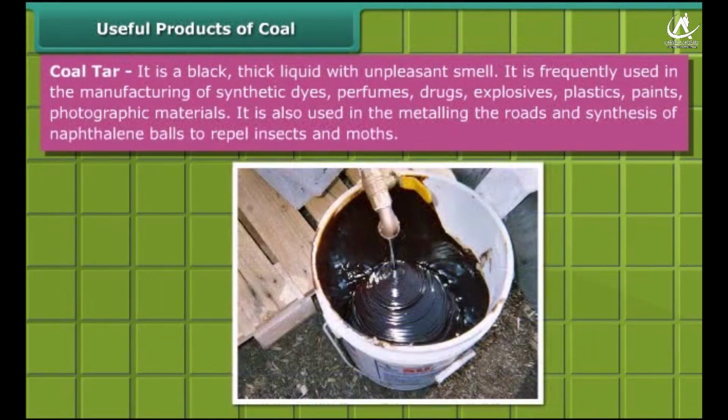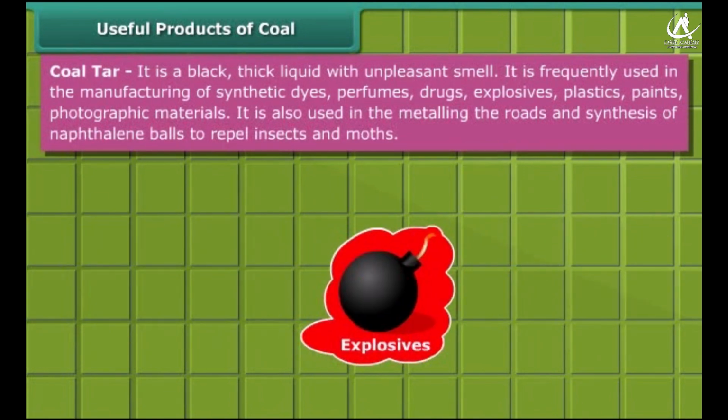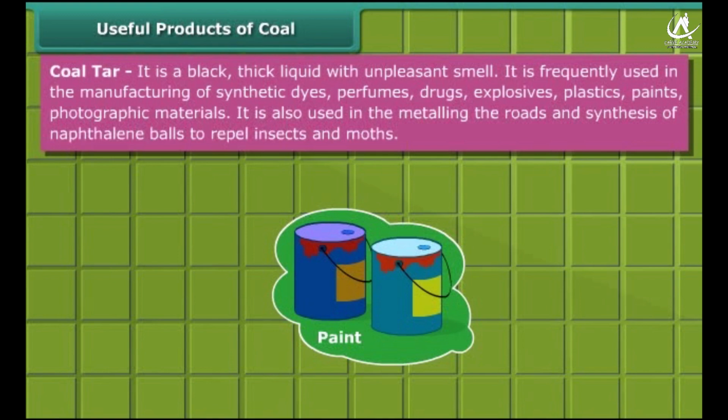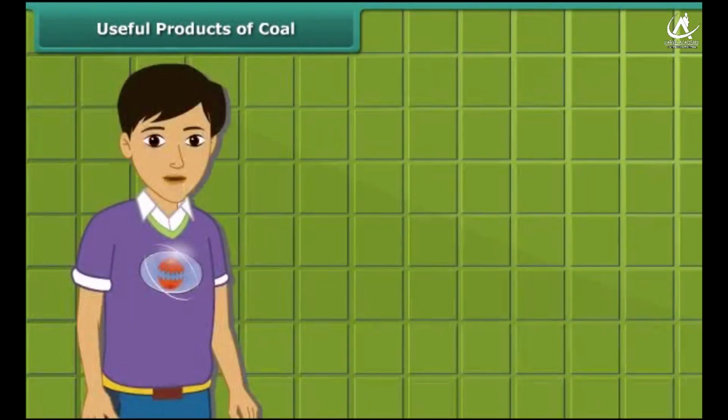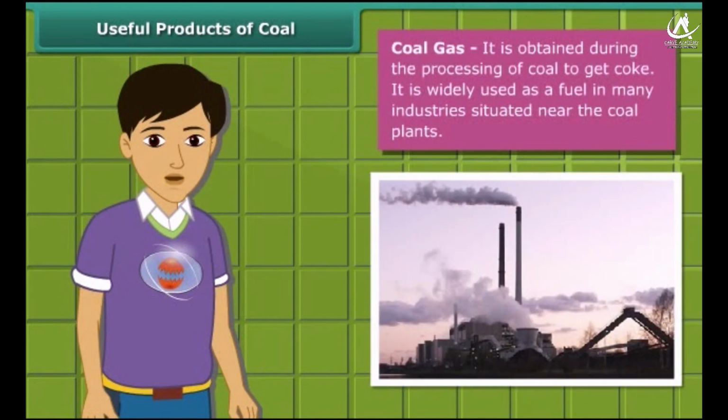Coal tar is a black, thick liquid with an unpleasant smell. It is frequently used for manufacturing of synthetic dyes, perfumes, drugs, explosives, paints, plastics, and photographic materials. To obtain coke from coal, coal gas is produced. In many industries located near coal plants, it is used as a fuel.